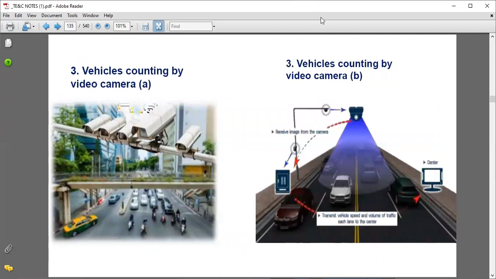Through the video camera we understand how many vehicles are moving on that road. That will be easily captured by the camera from the roads. Again, vehicle counting by the video camera. You can see in both pictures how the camera is capturing the vehicles.